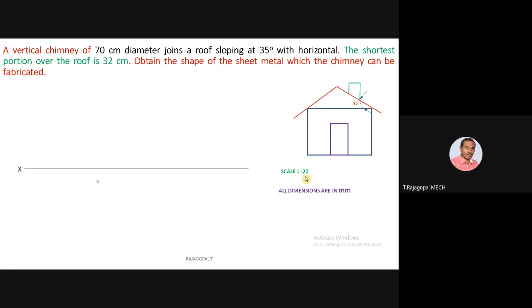Once again I repeat, 1:20 is a reduction in scale. Whatever value you have, divide that value by 20. So 70 divided by 20, you will get 3.5 centimeter. I have to use everything in terms of mm, so 35 mm. Draw a circle of 35 mm, and you can divide it. In most cylinder and cone problems, you divide that top view circle into 8 divisions. That is what I did. I am going to divide this circle into 8 divisions.